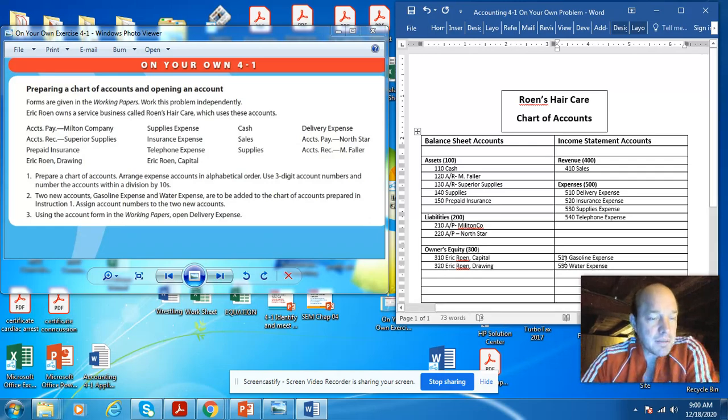As far as using the account form in the working papers, open delivery expense, we'll work on that at a later date. All you really have to do is give it a title name, or an account name and an account number, and it's very, very easy. No problems with that. Just make sure you save your work, and you submit it to me.